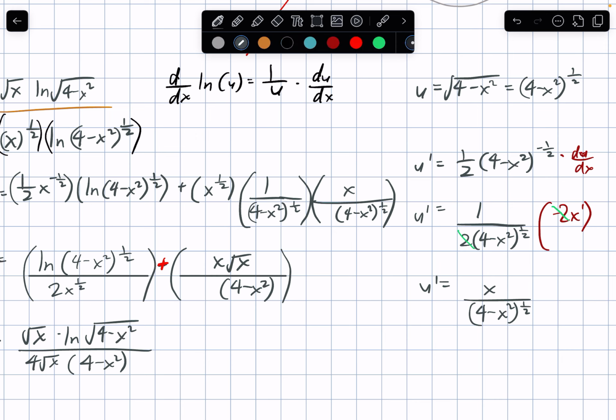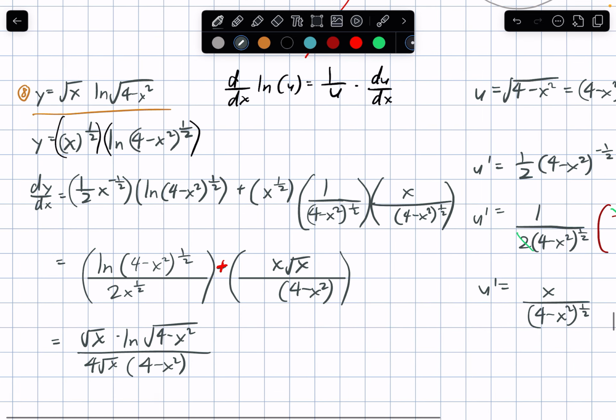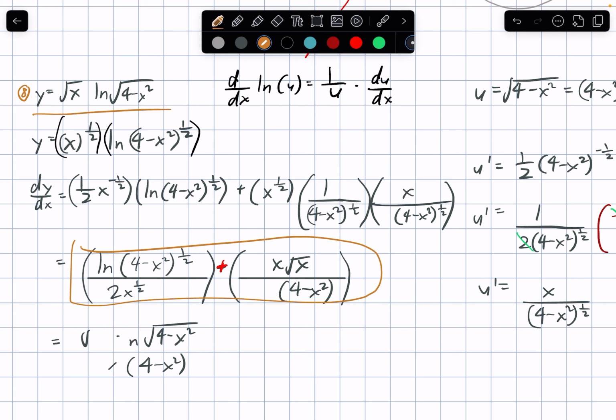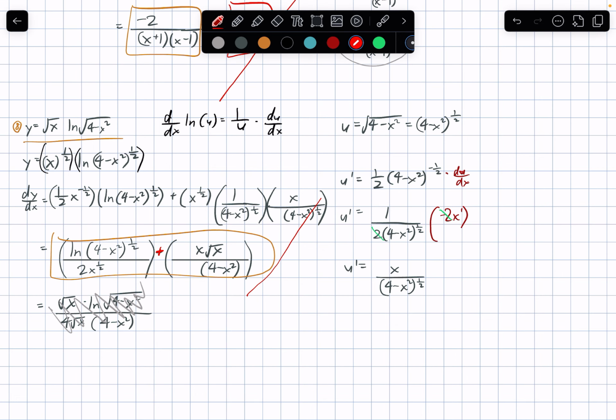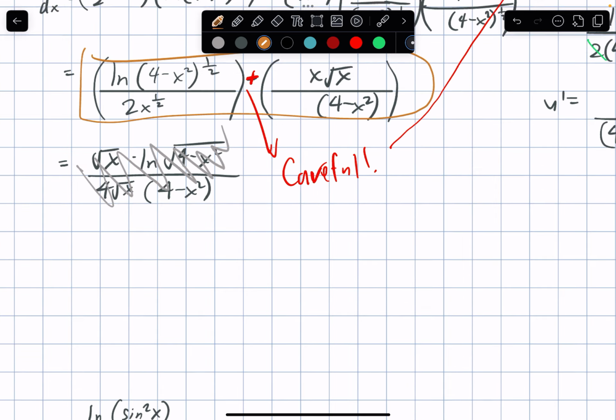Okay, let's check again. This is for number 8, right? X squared root of x over 4 minus 2x squared. Okay, this is correct. Nice one. This we didn't have to do anymore. Okay, that's number 8. Number 9.